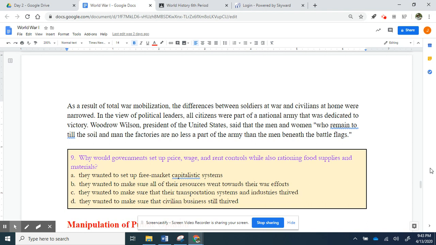So question 9: why would government set up price, wage, and rent controls while also rationing food supplies and materials? Was it A, they wanted to set up free market capitalistic systems? B, they wanted to make sure that all of their resources went towards their war efforts? C, they wanted to make sure that the transportation systems and industries thrived? Or D, they wanted to make sure that civilian businesses still thrived? The correct answer for number 9 would be B.